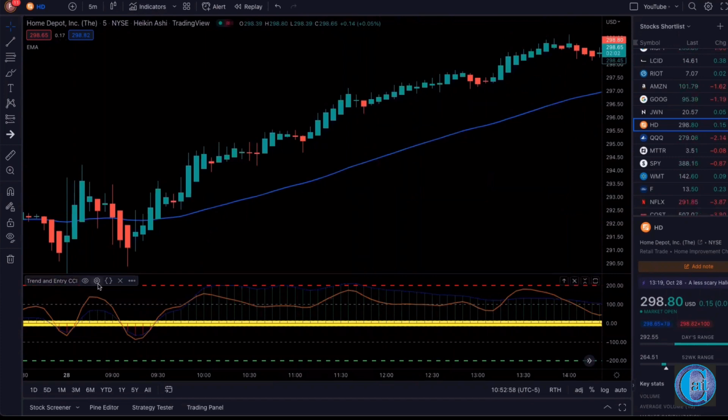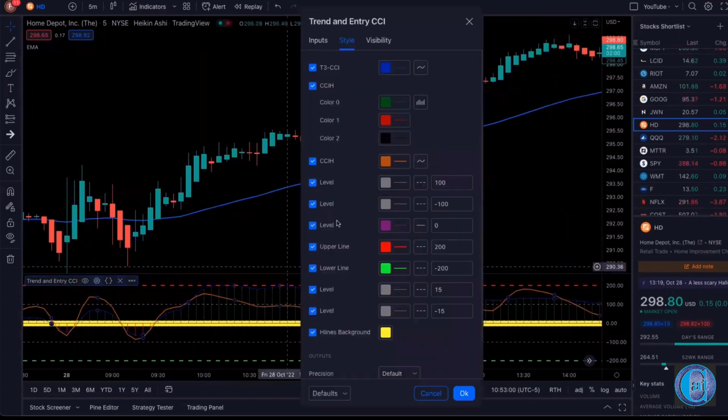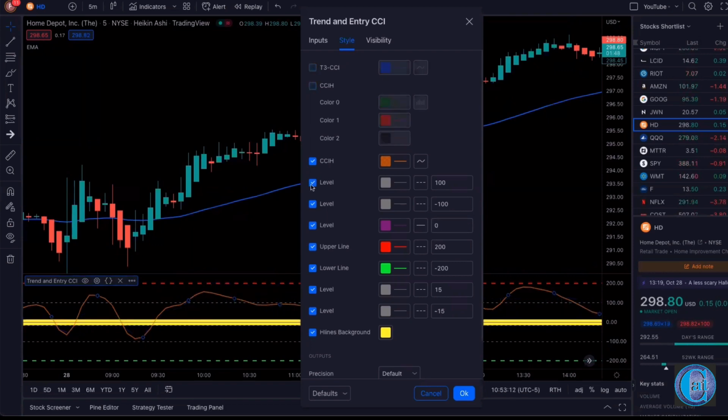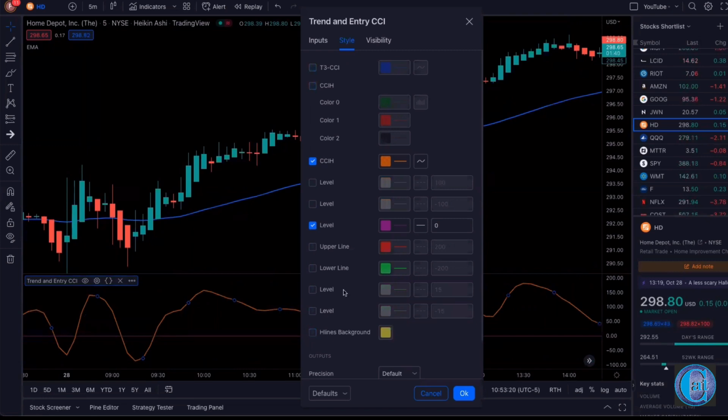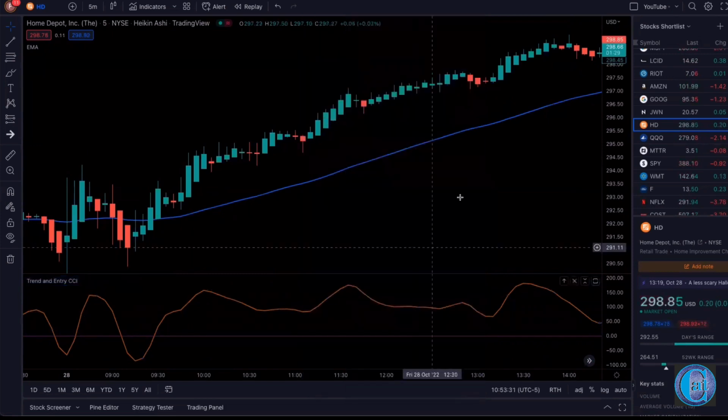So come down here, click on settings, and we are going to X out of everything except we're only going to keep the CCIH and we're going to keep this 0 level, okay? We're going to uncheck everything else. Boom. Simple. So we're only keeping the CCIH, the orange line, and the 0 level, because that is what we need for this particular trading strategy. Okay, click OK. You are all set up.